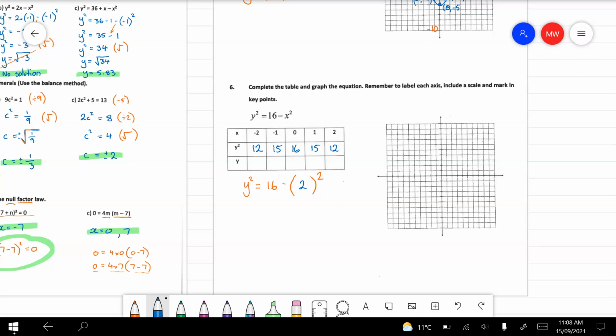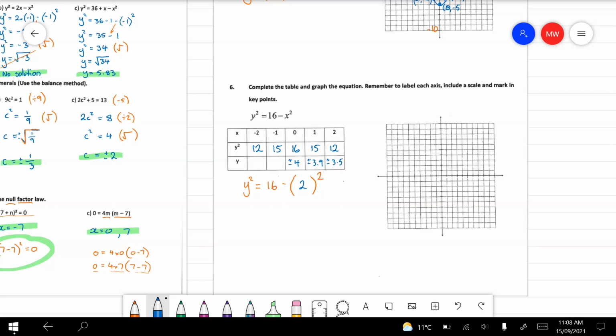Now, we need to square root all of those numbers in order to get y. So if we square root all of these numbers, then we'll get these ones here, okay? So what we're doing is we're solving each of those in order to get this. So we're going to need a calculator for this one for sure. The square root of 16 is easy. That's 4. But remember, it can be plus or minus 4. And the square root of 15 is plus or minus 3.9. The square root of 12 is plus or minus 3.5.